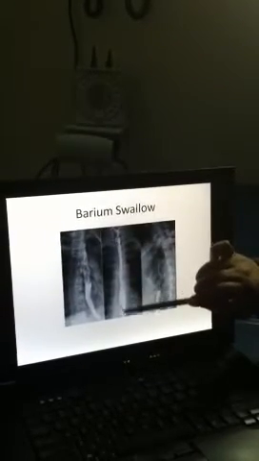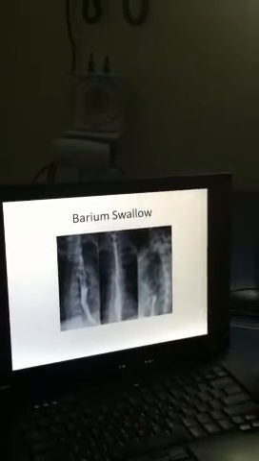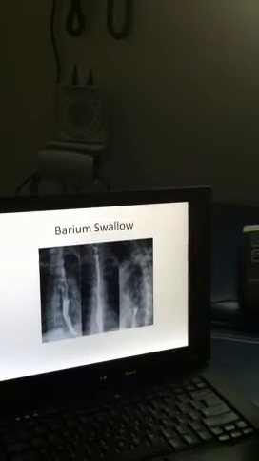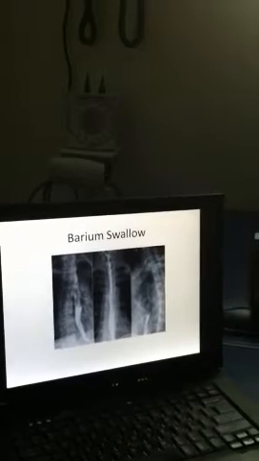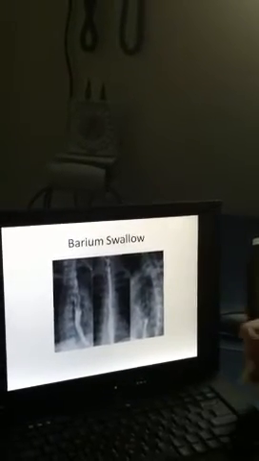Esophagus. Yes, it is the esophagus. So in a barium swallow, the patient's going to drink barium. It's gross. They're going to drink barium, and it's going to line the esophagus, and then you take an x-ray, you can see it.